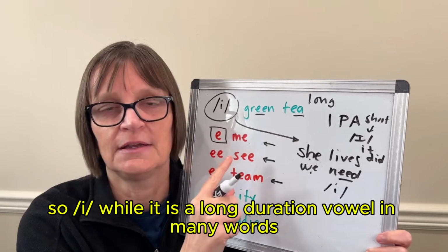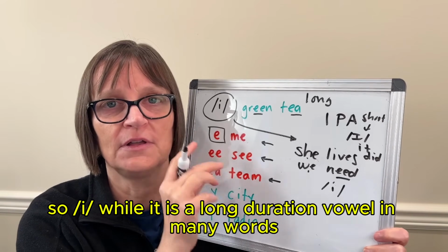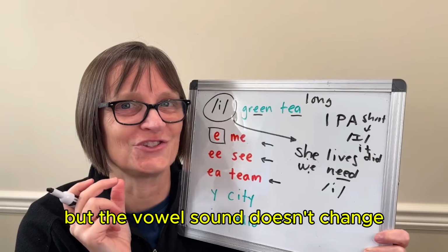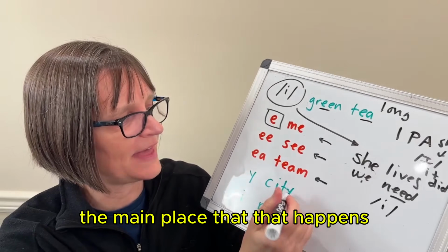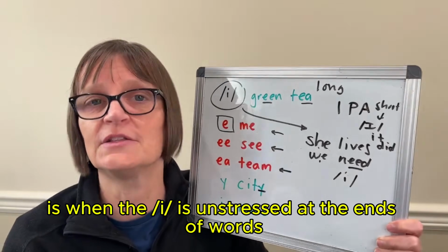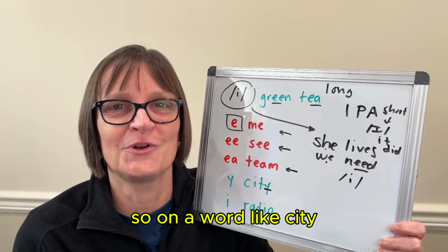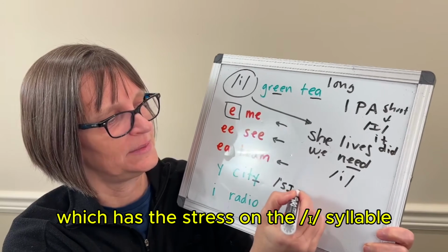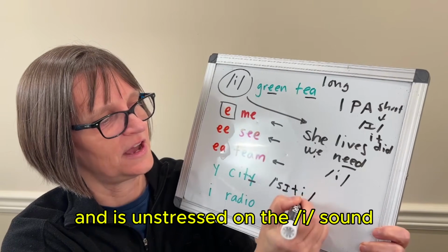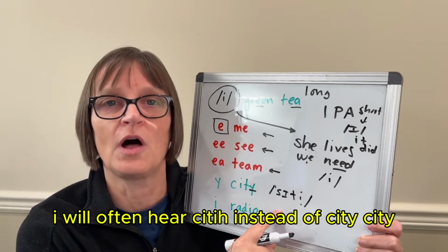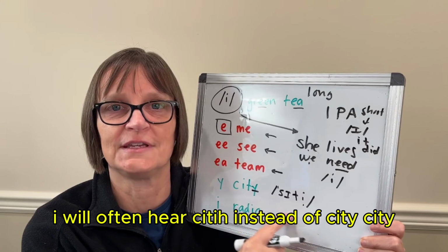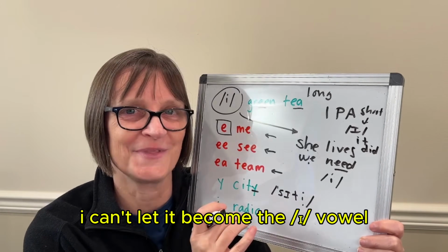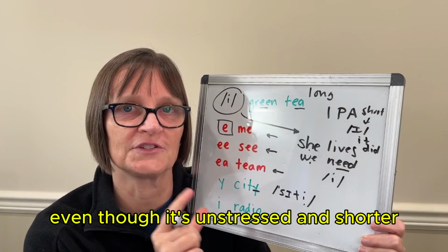So E, while it is a long duration vowel in many words, can also be held for a short time, but the vowel sound doesn't change. The main place that happens is when the E is unstressed at the ends of words. So in a word like city, which has the stress on the I syllable and is unstressed on the E sound, I will often hear city instead of city, city. So I still need to have that same E sound here. I can't let it become the I vowel, even though it's unstressed and shorter.